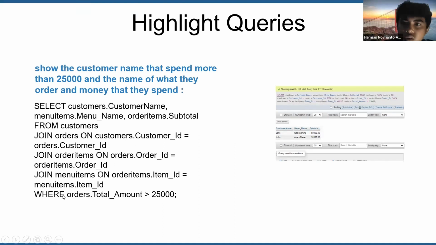Next, we will show a query that displays the name of the customer who spends more than 25,000 in a single order, along with the menu name, order, and the total cost they incurred. For the example: select customer name, menu items, menu names, order items subtotal from customers join orders on customer ID equals customers ID, join order items on orders ID equals orders ID, join menu items on order items item ID equals menu item ID, where orders total amount is more than 25,000.